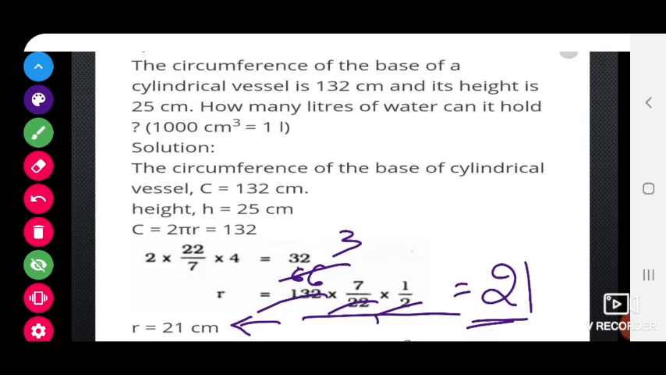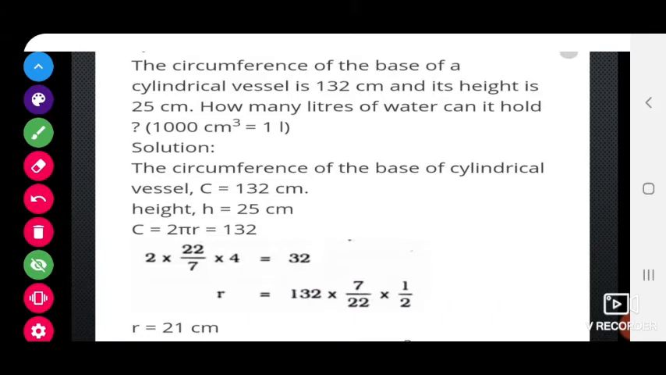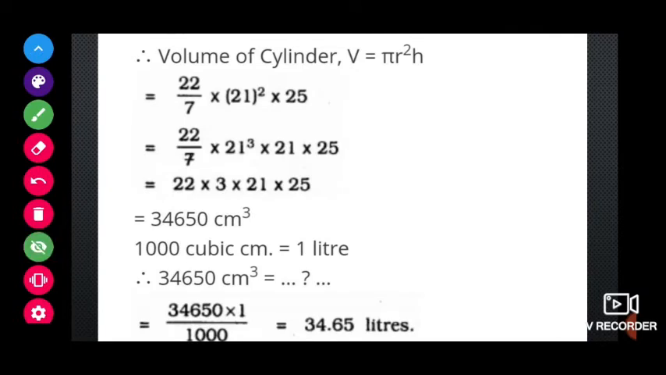After finding the radius, now they are asking one more question. Actually, we found this radius to find the volume of the cylinder. So now we have the radius and the height is also given. So what is the formula to find the volume of the cylinder? That is pi r square h. So volume of cylinder is equal to pi r square h. So 22 by 7 is pi, into r square, 21 square, into height 25. So 22 by 7, 21 square means we can write 21 into 21 into 25.